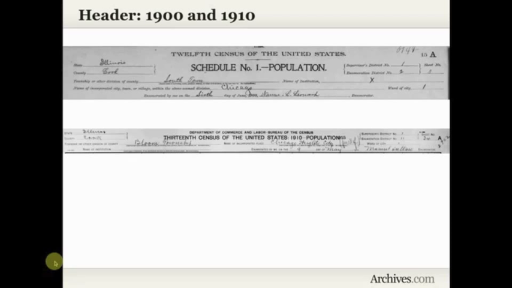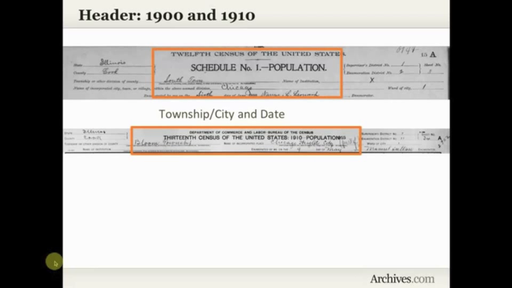Now, the header, the top portion of the 1900 and 1910 censuses, is very similar. Over here on the left, we see the information about the county and the state where this census took place. The middle section gives us more specific information, the township or the city, and also the date that these households were enumerated. In the 1900 census, you will also see the name of the enumerator in this middle part of the header.